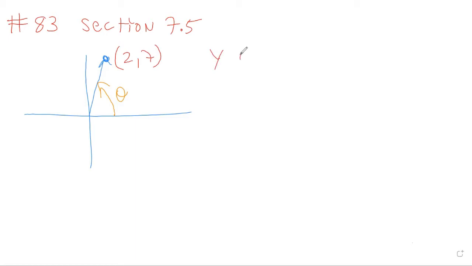Before we look at number 83 from section 7.5, I want to just convince you of something real quick here. Let's say the coordinates are like 2, comma 7, okay? And let's suppose that we compare the y coordinate and we divide it by the x coordinate. So if I were to divide the y by the x, that would give me 7 over 2.